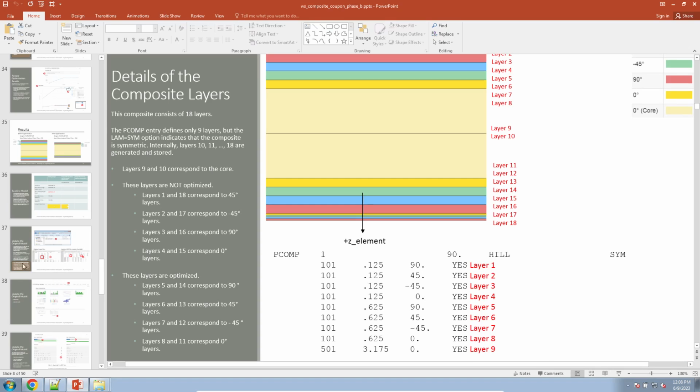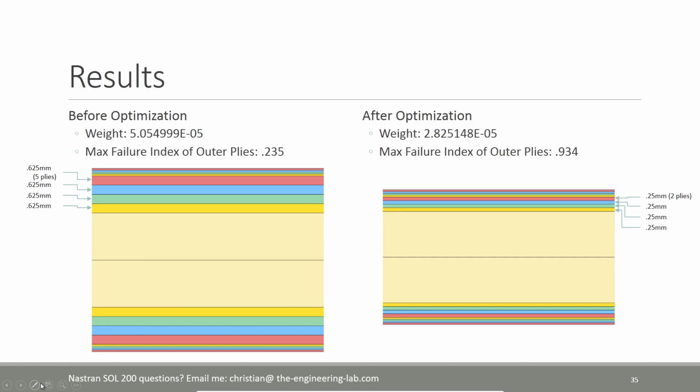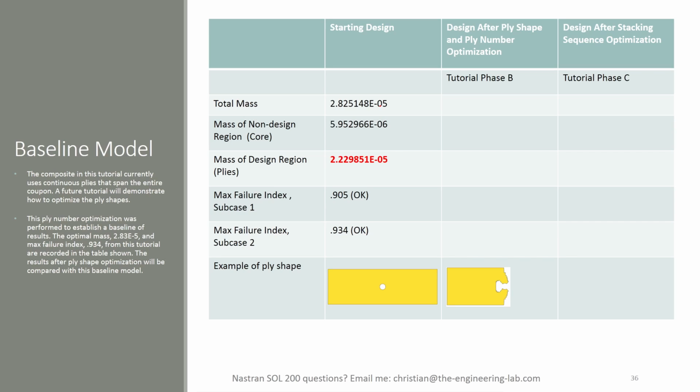So there you have it. We've been able to perform this thickness optimization, which was a ply number optimization. And the reason we did this was to establish a baseline. If we use fully continuous plies, how many plies would we need to satisfy the max failure index of 1.0? We went through the optimization. We found that we need about two plies for each of these 90, 45, negative 45, and 0-degree plies. And like I said, this is our starting design with fully continuous plies.